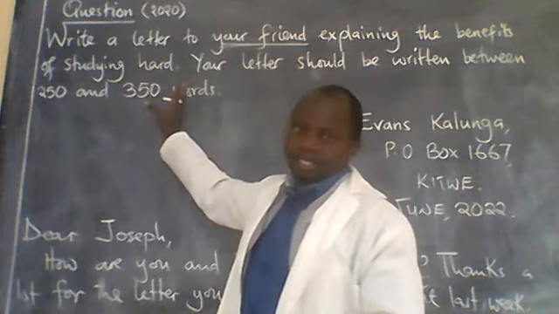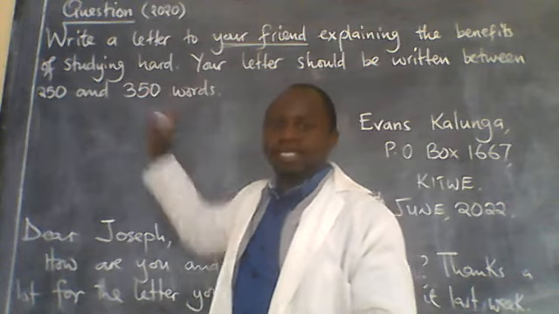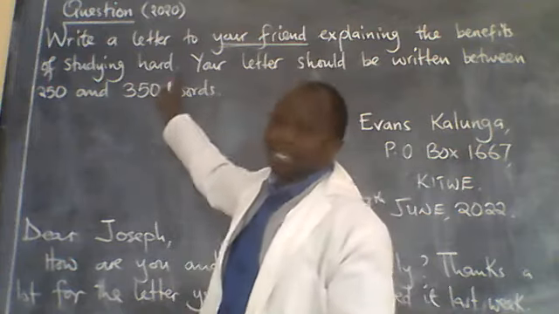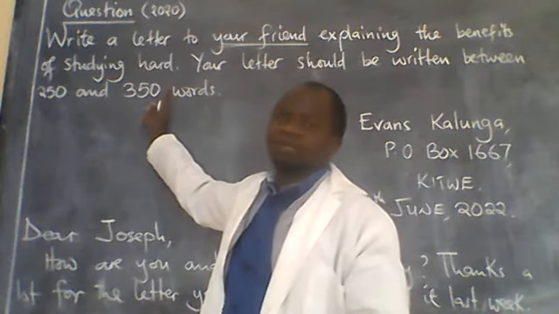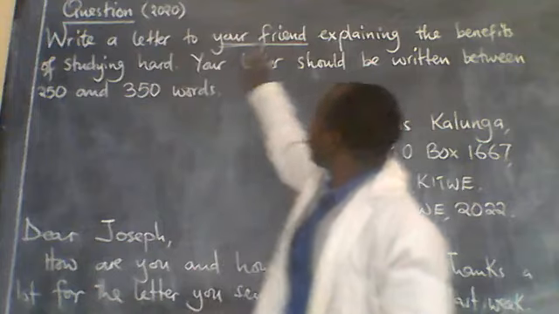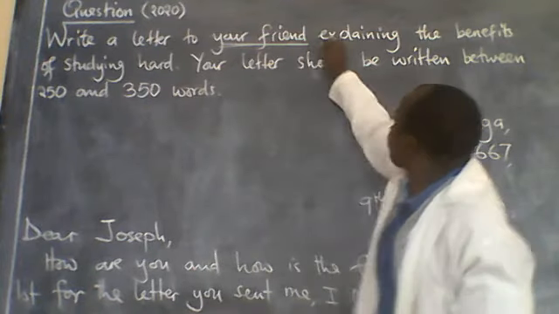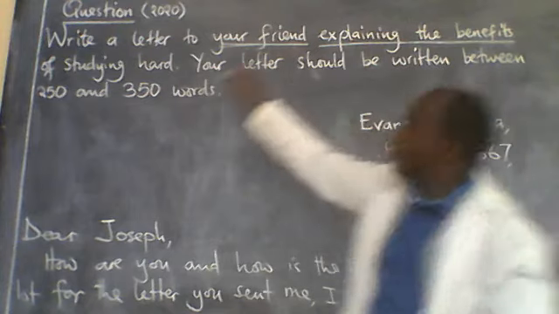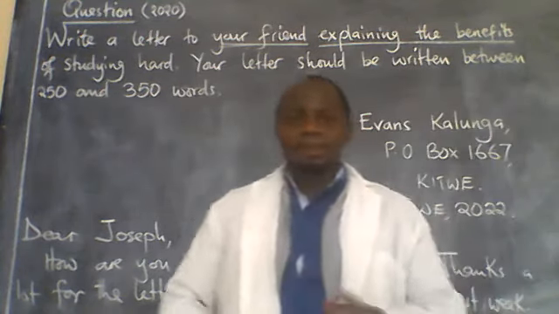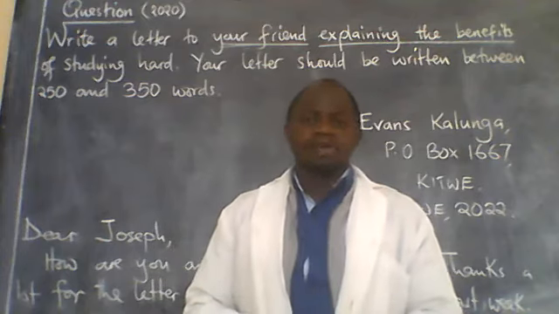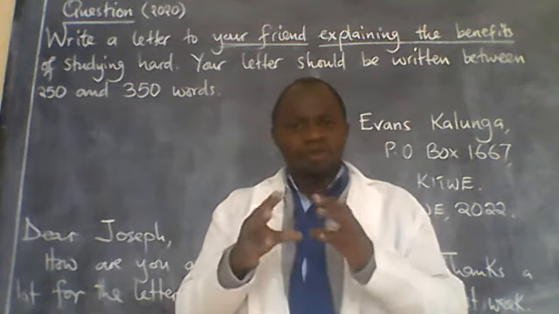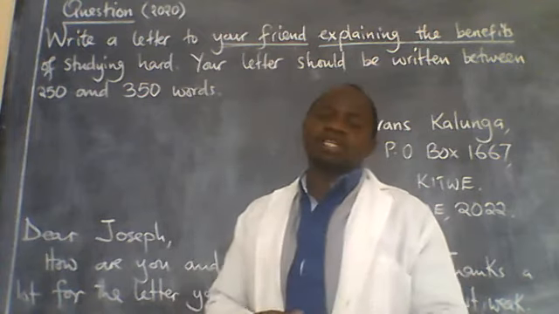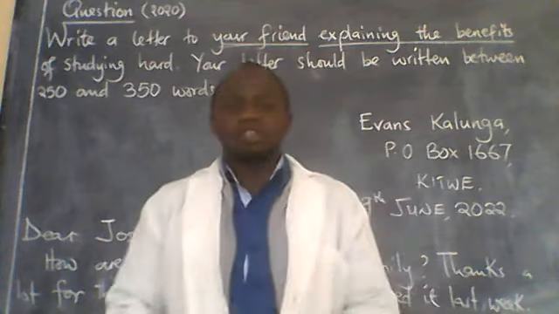How do you start an informal letter like this? The first thing is to understand the question. You are writing a letter to your friend, explaining the benefits of studying hard. When they say benefits of studying hard, what does that mean? That's the component or the stem of the question. You're explaining the benefits of studying hard. We're talking about the advantages, in short.